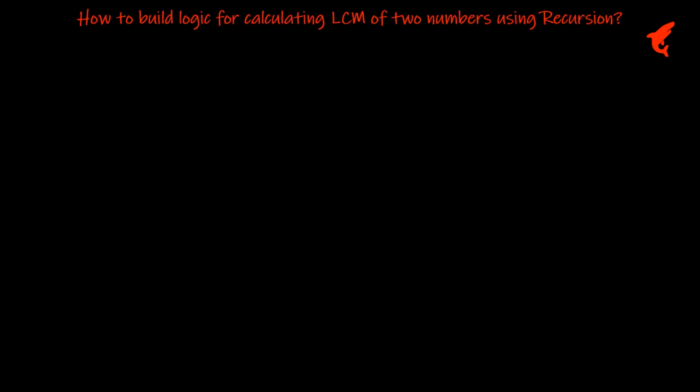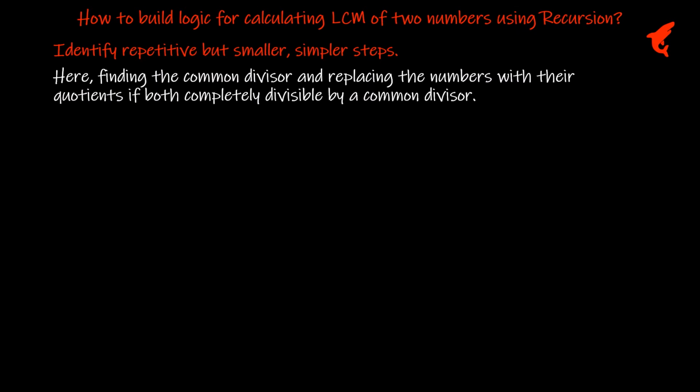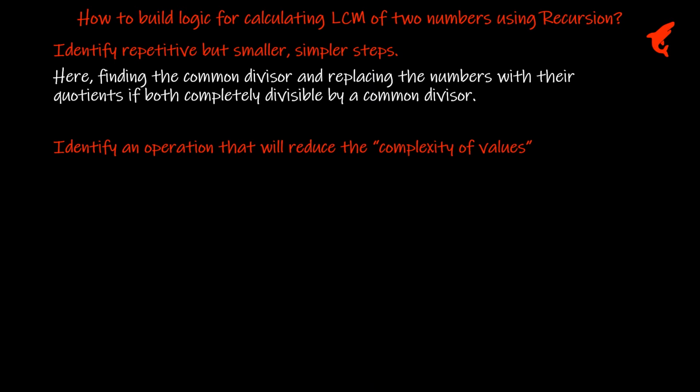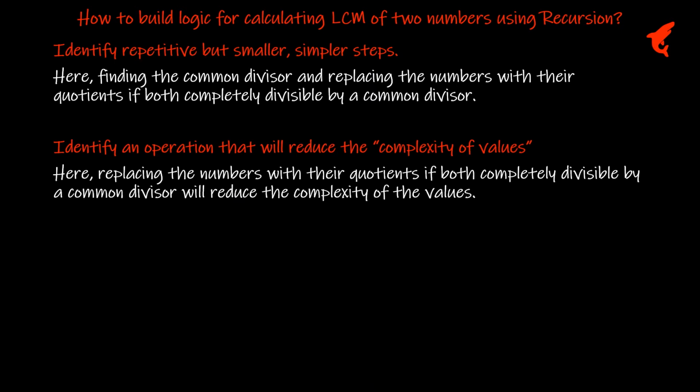So now how to build logic for this particular program, okay? So we need to first identify small, repetitive, simple steps, right? So here, finding the common divisor and replacing the numbers with their quotient is a simple step to do. Every time we just divided these two numbers with a divisor value, right? And then the very same operation, which was reducing the number value to their quotient value, was actually reducing the complexity of the values, right?